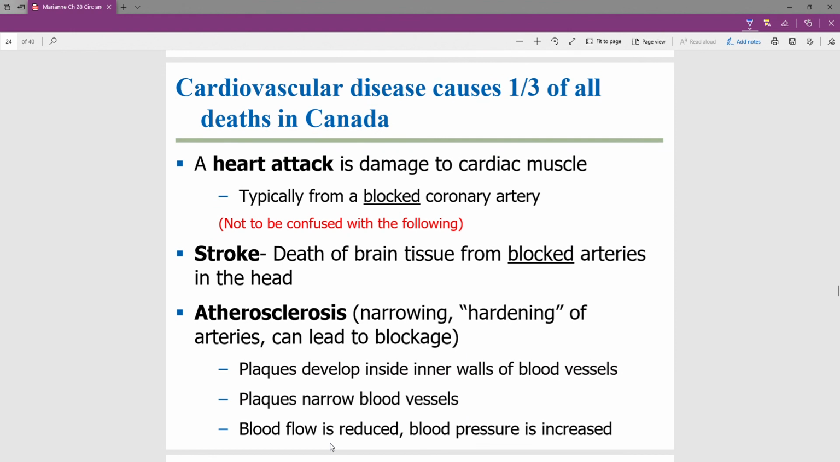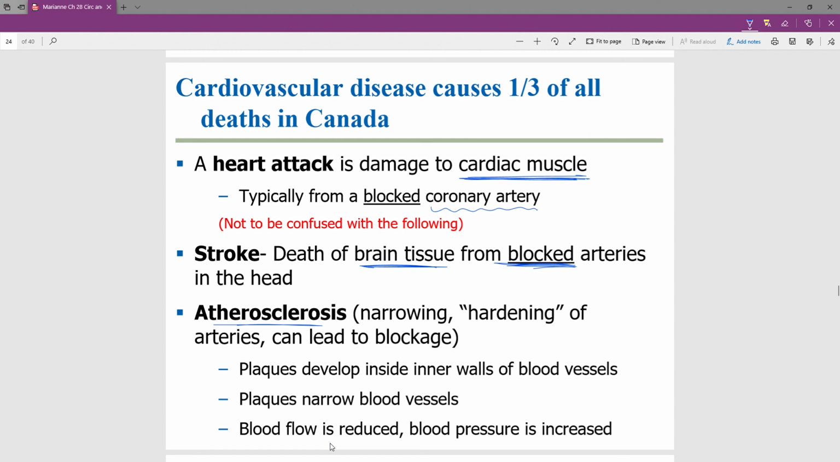A little bit more before we get into the excretory system. So heart attack is damage to the cardiac muscle itself, typically from a blocked coronary artery. A coronary artery is on the surface of the heart and it's what feeds the heart oxygenated blood. It is not to be confused with a stroke. Heart attack and stroke can have similar underlying causes, but they're very different in that a heart attack is damage to the heart muscle itself, whereas a stroke is damage to brain tissue. Again, it can be from a blocked artery, but this time not a coronary artery, but an artery in the head or to the brain.